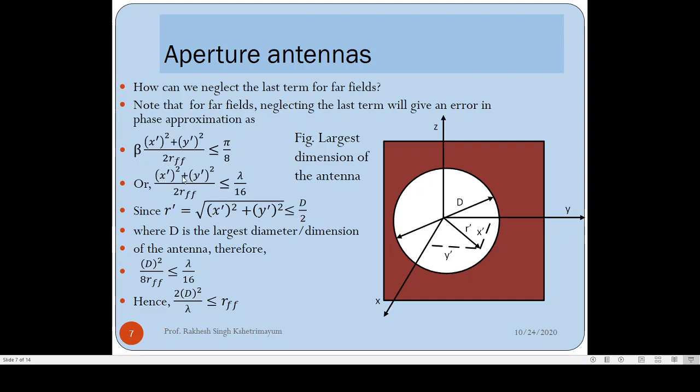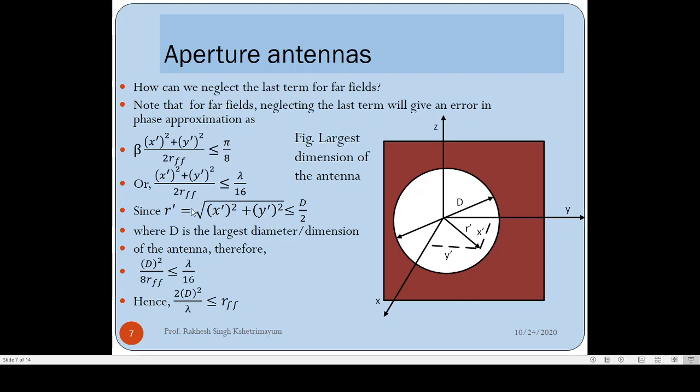So this term here, x dash square plus y dash square by 2 r_ff, should be less than or equal to lambda by 16. So phase is the electrical length, and the physical length should be half of that, so lambda by 16 here. Now look at this diagram. What you can observe is that this is the distance of the source from the origin, which is r dash, and it is lying in the xy plane. So r dash can be represented as the square root of x dash square plus y dash square.